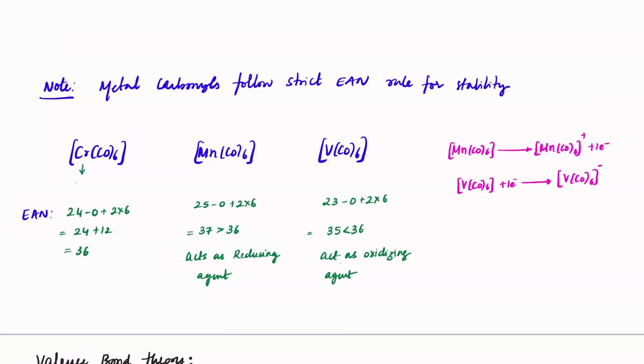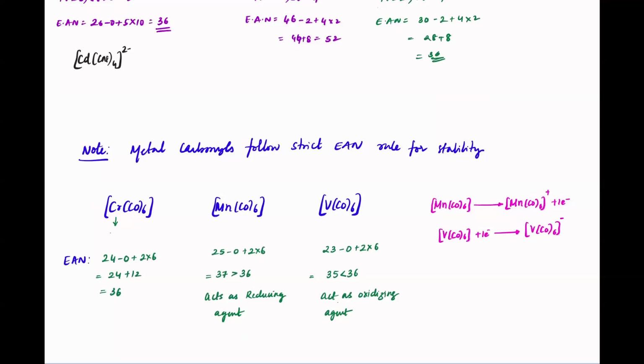Okay. So remember guys, especially if you have metal complexes, make sure you notice whether they can act as oxidizing or reducing agent or not, simply on the basis of EAN number. If the EAN number is 36, that means no problem, it is stable. If it is 37, 35 like that, that means it is unstable. It will be ready to either lose electrons or gain electrons. Got it? That's one good advantage of EAN values.